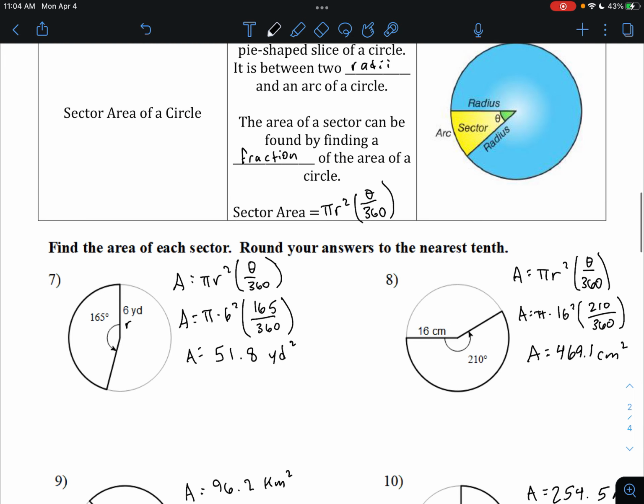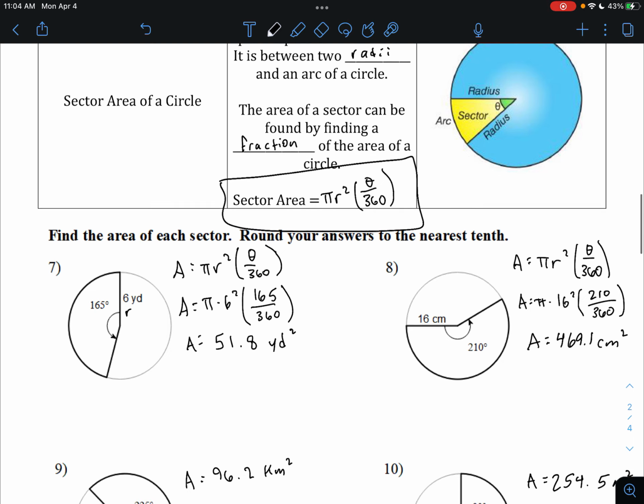This is the formula right here. If you have your radius and you have your theta, should be good to go. Plug it in. Make sure you're plugging it into the calculator correctly. And make sure you're plugging in the radius and not the diameter. If you plug in the diameter, you're going to get it wrong. So don't do that.